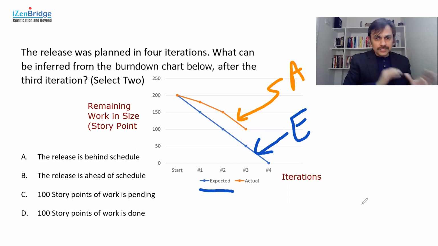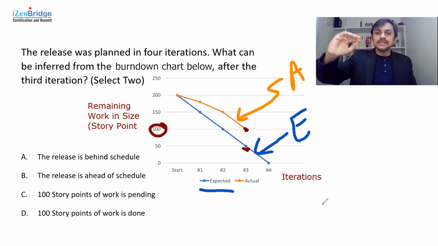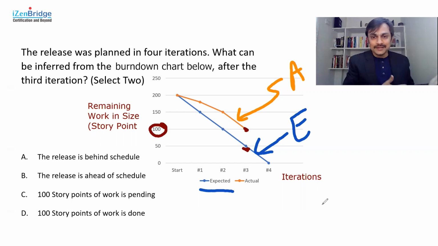Okay, so let's look at the options now that we have a fair understanding of the graph, its lines and parameters. The release is behind schedule, option A. That is pretty much clear. Why? Because I have more remaining work left than expected. Whenever in a burn down chart your actual is above the expected line, it means you have a higher number than anticipated. And what is this number? It's the remaining work. So when you have more remaining work than anticipated, then you are behind schedule. So this is perfect.